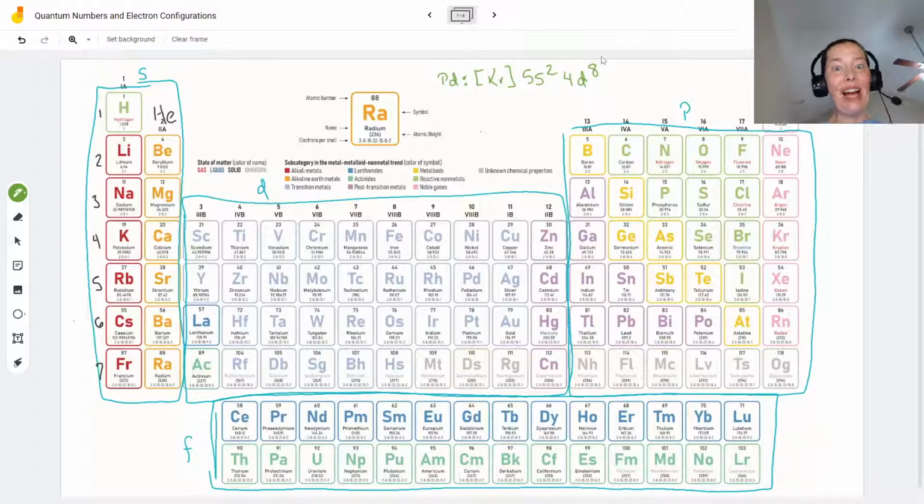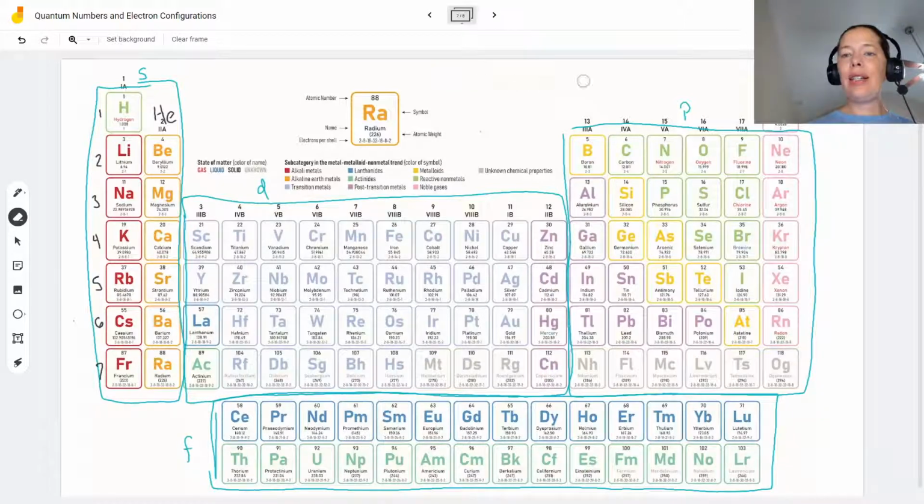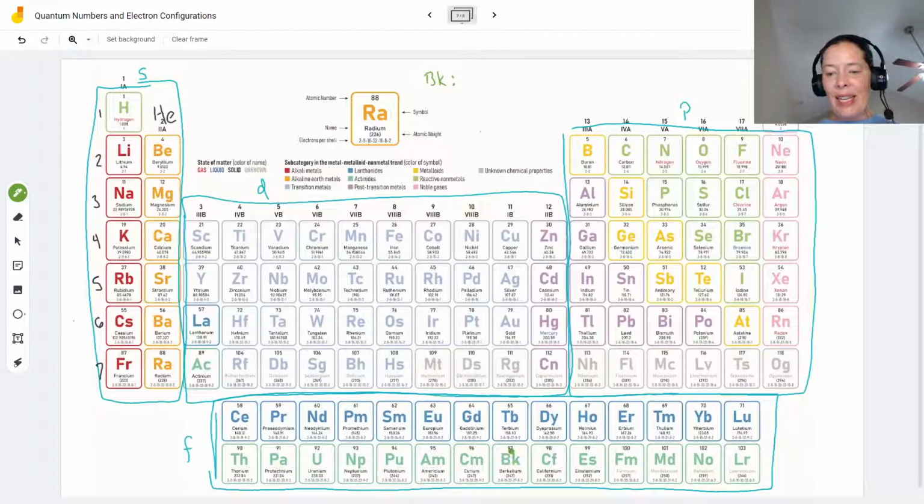Okay, now let's tackle some elements that have f orbitals. All right, see ya, palladium. Let's see. Let's do one of the ones that I'm a big fan of. Let's do berkelium down here because that is my alma mater. Okay, berkelium. It has 97 electrons, so this is really where you want to use that noble gas shortcut.